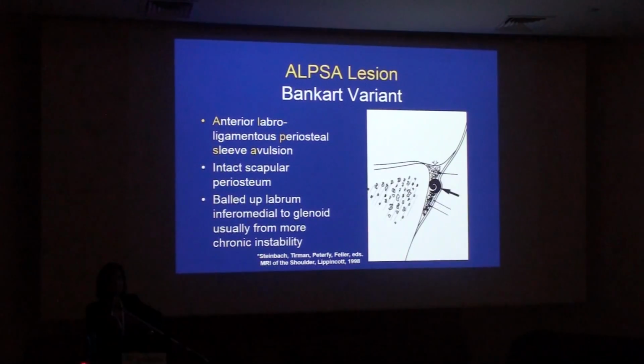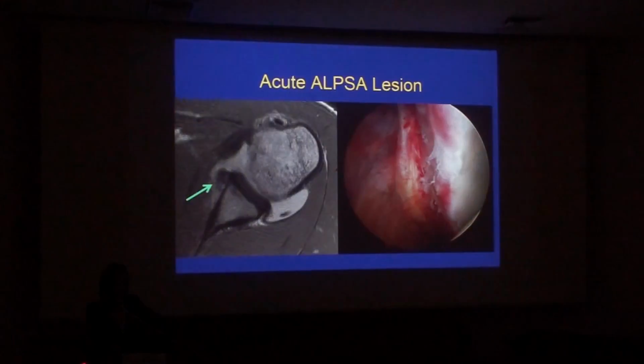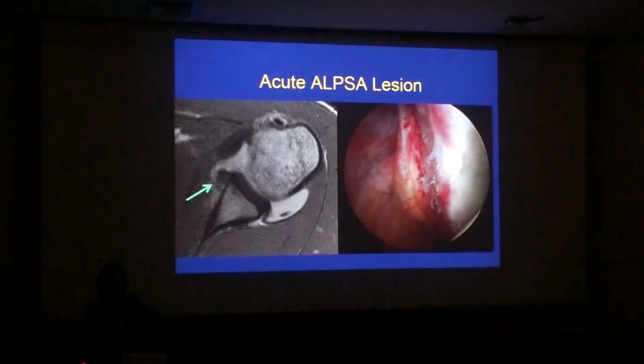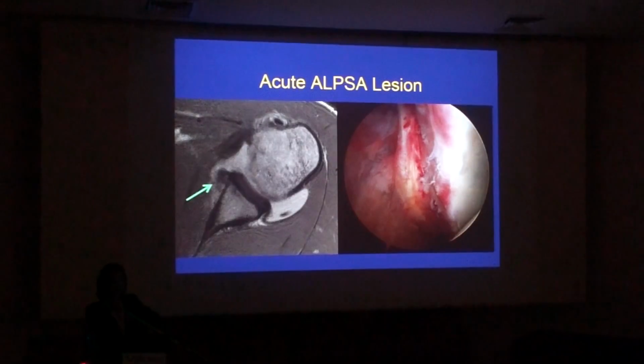It has the name ALPSA lesion, which stands for Anterior Labral Ligamentous Periosteal Sleeve Avulsion. And these can be acute or chronic. And the main thing is to describe that they're more medial. Like this one, it's not on top of the glenoid, it's this little ball of black medial to it, and you can see that it's retracted from the glenoid rim.